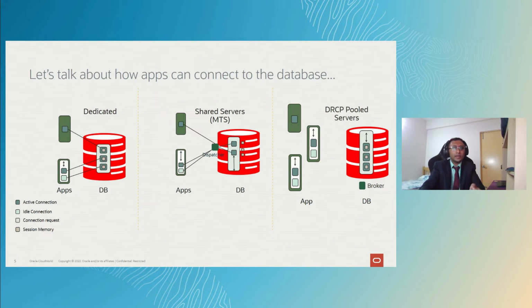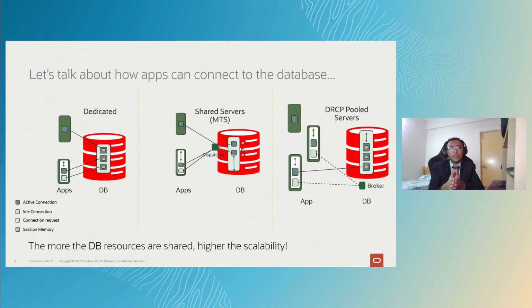So fewer database resources are needed to support a large number of client connections. So this reduces the database tier memory footprint, and it boosts the scalability for the middle tier as well as the database tiers. So basically, the more the database resources are shared, the higher the scalability of the overall architecture.